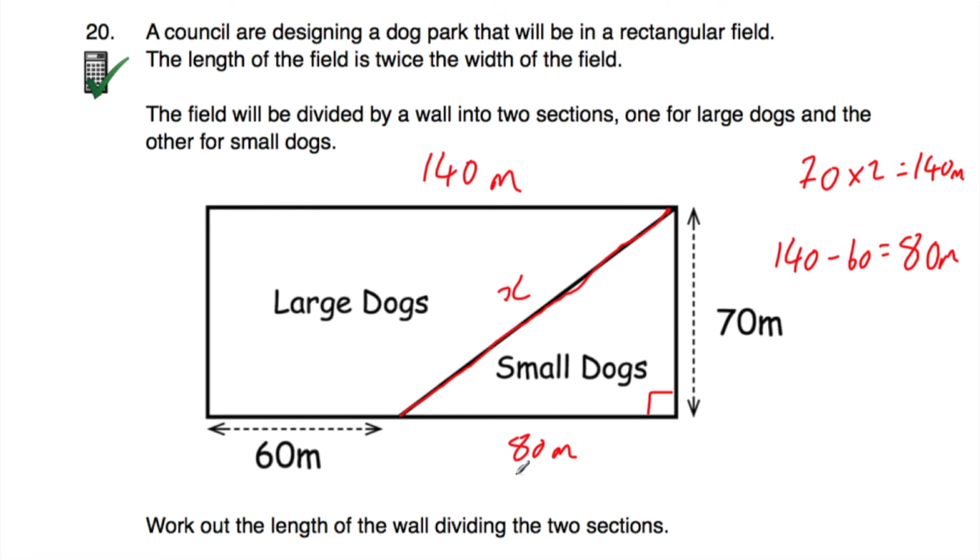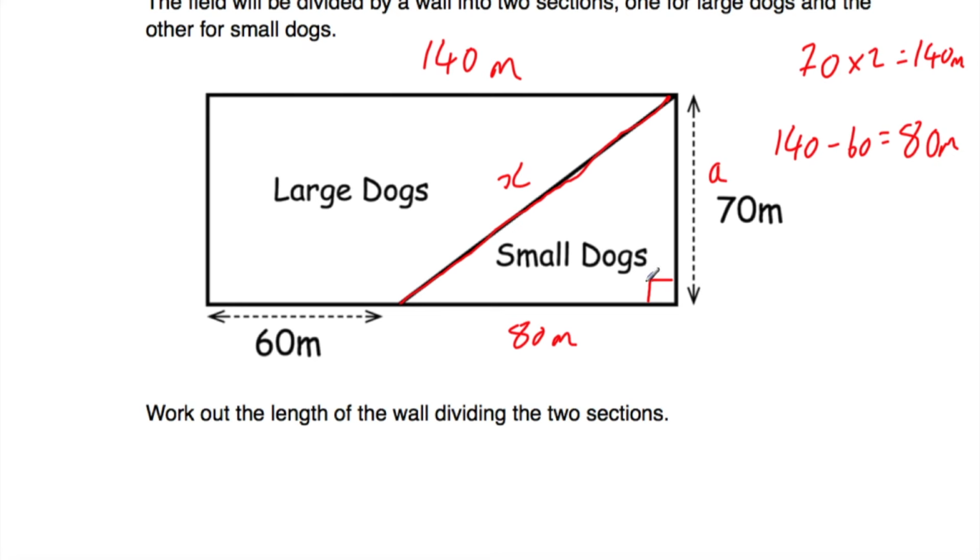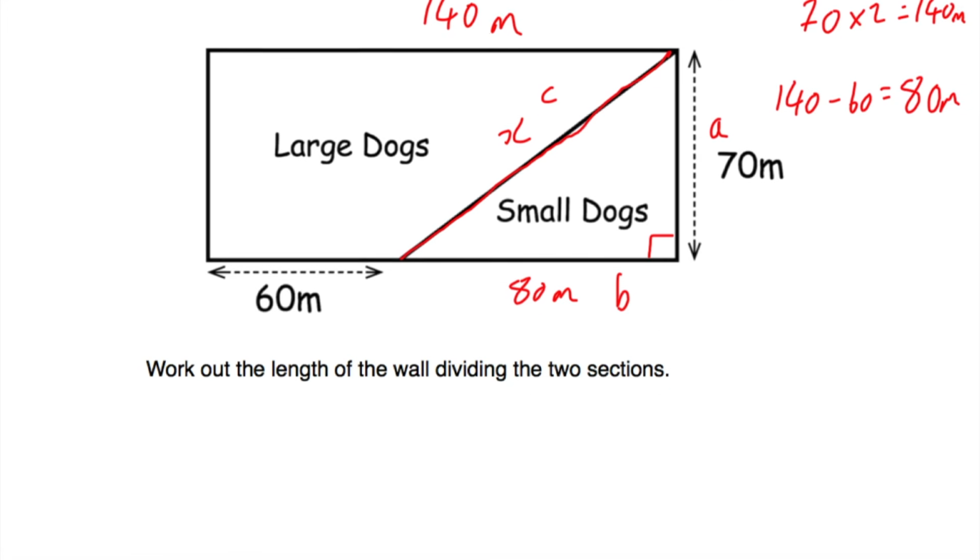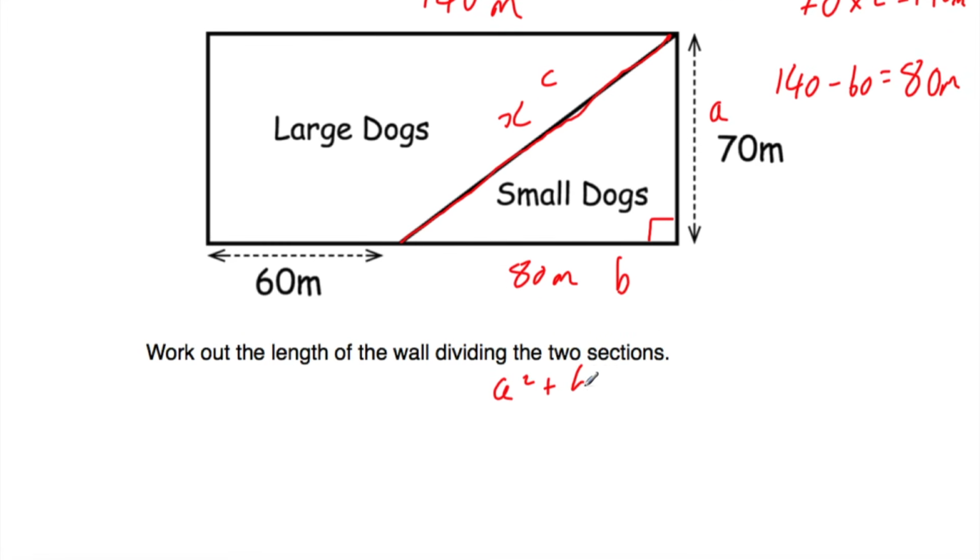So that means that we've got the length of 2 sides of our right angle triangle, so we can use Pythagoras' theorem to find the length of the third, the length of the wall, X. So let's label our sides A, B and C, where C is the longest one opposite the right angle. Pythagoras' theorem is A squared plus B squared is equal to C squared. A squared, that's 70 squared, plus B squared, that's 80 squared, is equal to C squared, and I'm just going to call that X squared.